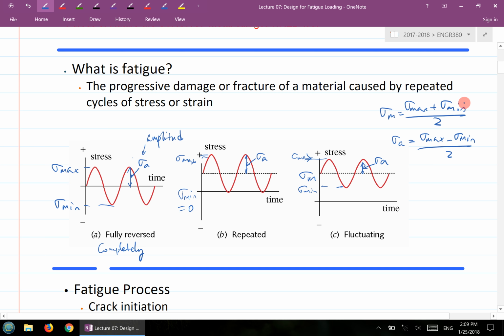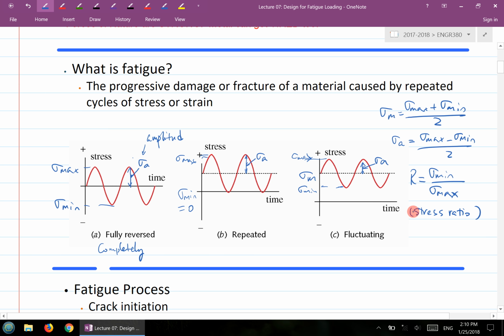Another important parameter, especially when you're using software for simulation, is called the stress ratio. It's the ratio between the value of sigma min and sigma max. This is called the stress ratio. In some software, especially SolidWorks, if you're simulating fatigue loading, you'll be asked to specify what the stress ratio is.